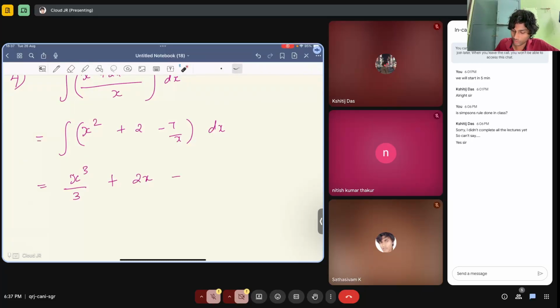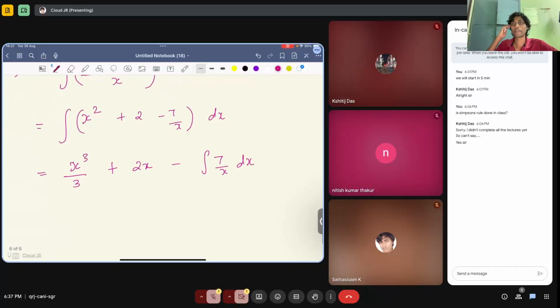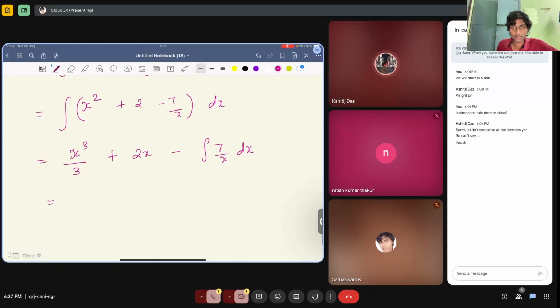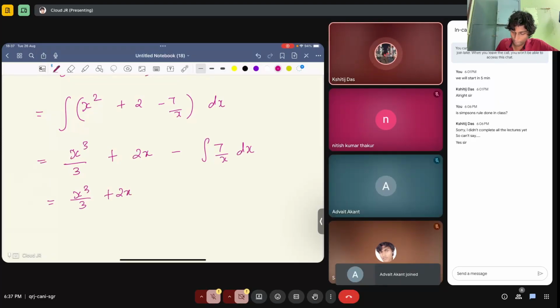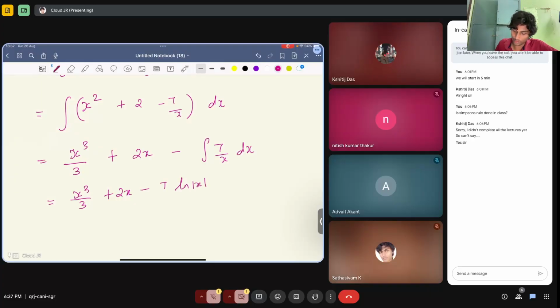Okay, now how do you do this? Here, let me write this time maybe 7 by x dx. So how do you do this? We can take the 7 out and we know by the basic formula that the integral of 1 by x dx is ln of x. Exactly, so mod ln of x. That's all. Okay, and plus a constant.